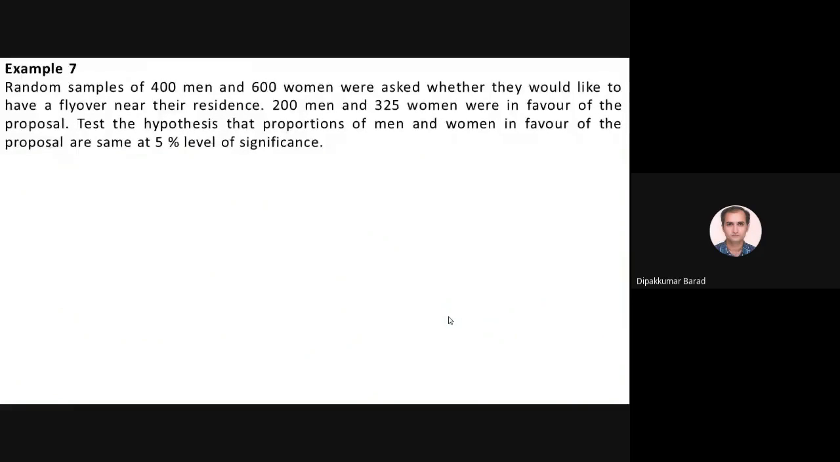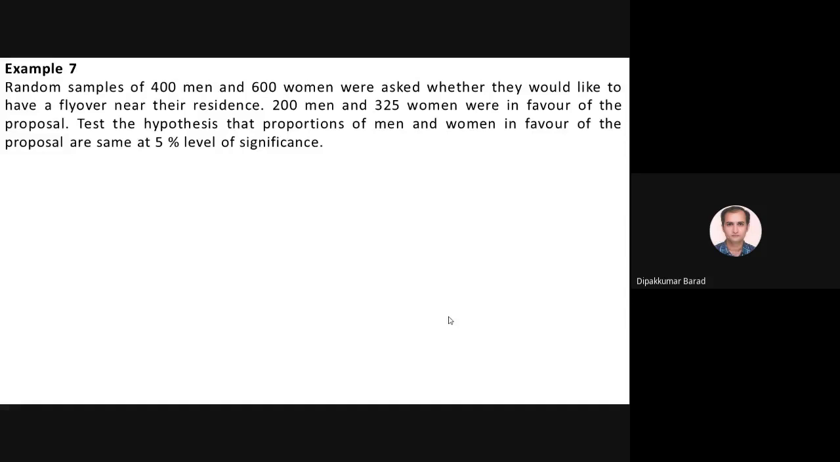So here a random sample of 500 men and 600 women were asked whether they would like to have a flyover near their residence. Okay, so we have two different samples, 400 men and 600 women. Now 200 men and 325 women were in favor of the proposal. It means they want a flyover near their residence.